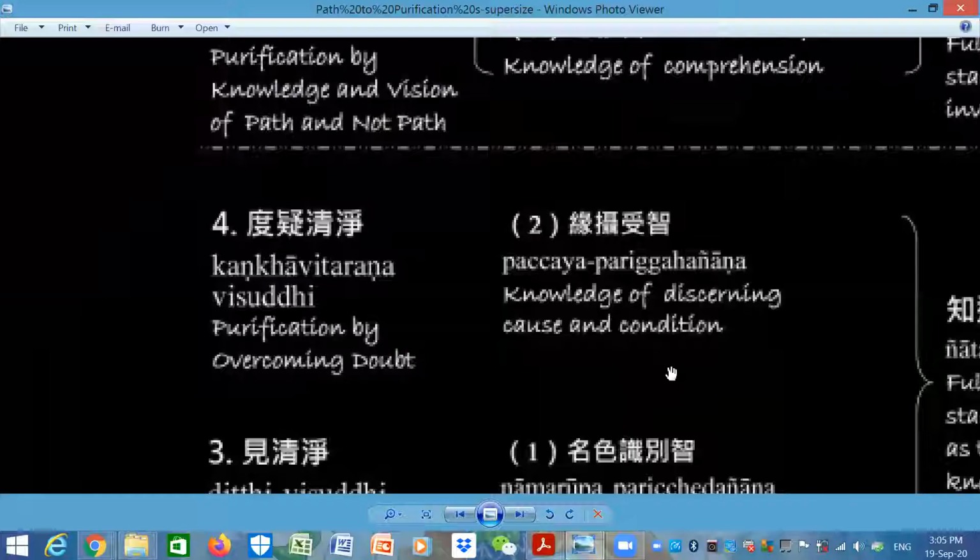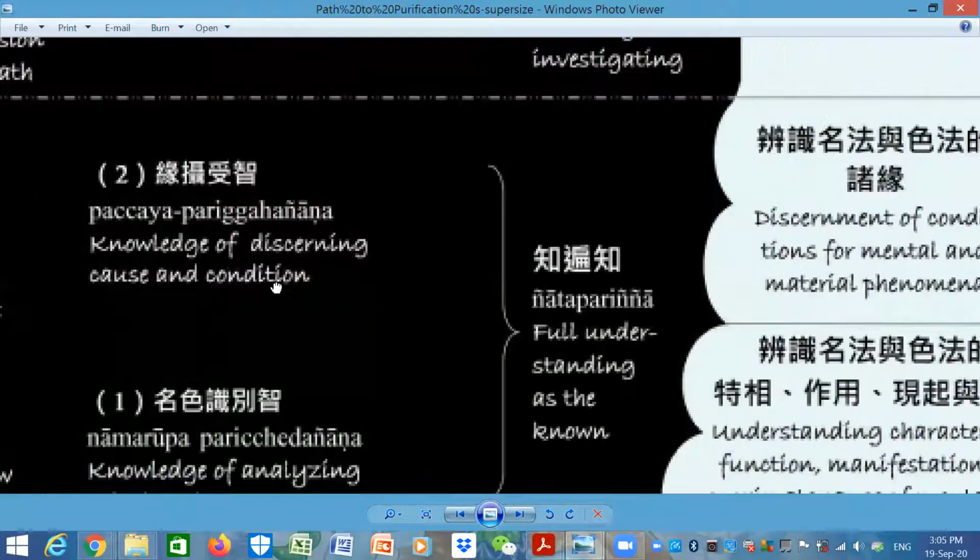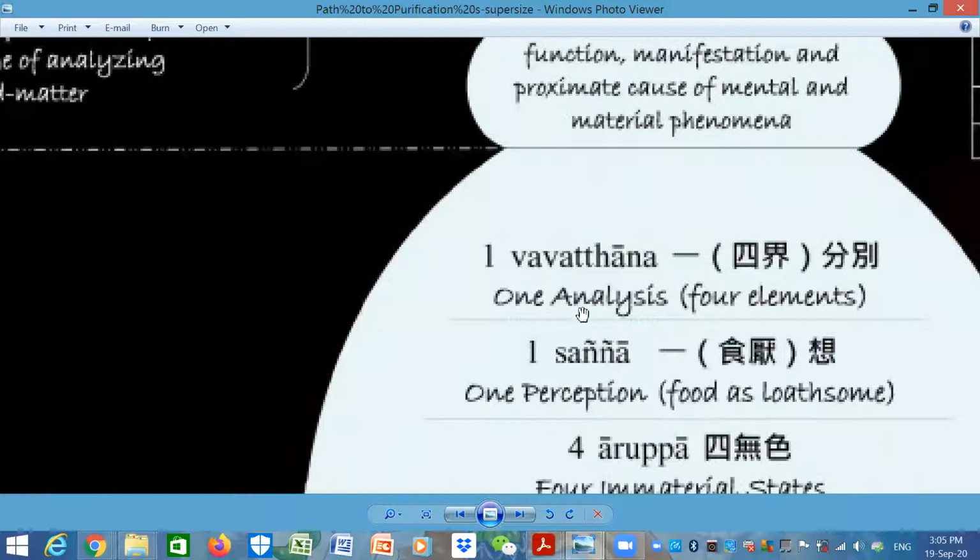Or we call it as what? We call it as a 4 elements contemplation. Now, this is the what? 4 elements. These 3 are the same things. Okay, these 3 are the same things only.